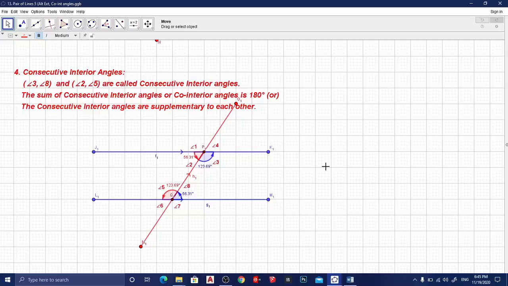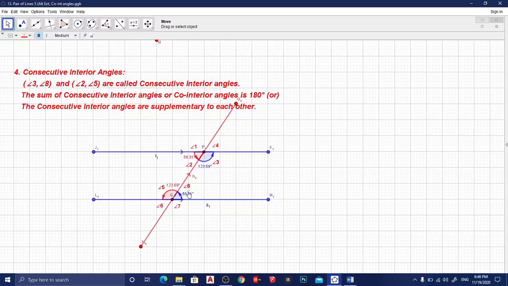Consecutive interior angles. Simply, you can read it as co-interior angles also. So instead of reading this big word, you can read it as co-interior angles or consecutive interior angles. So what are the consecutive interior angles? Before that, they are interior angles. That means those angles exist in the interior of these two parallel lines. Consecutive means what here? Which are existing on the same side of the transversal.